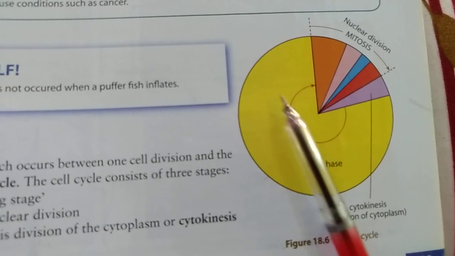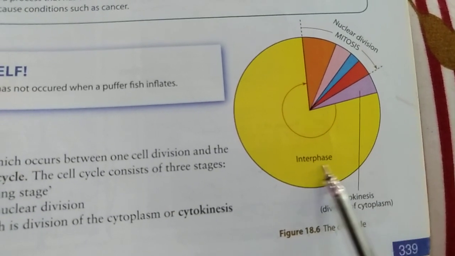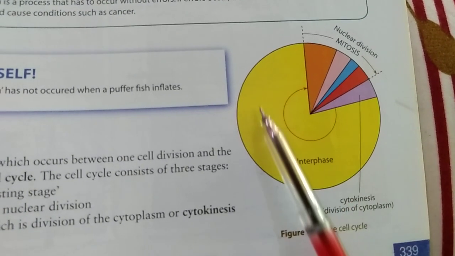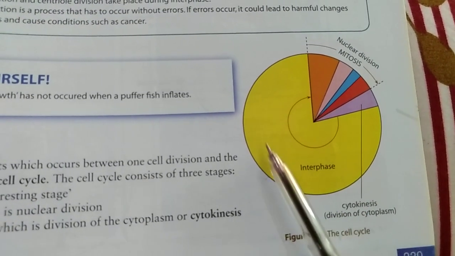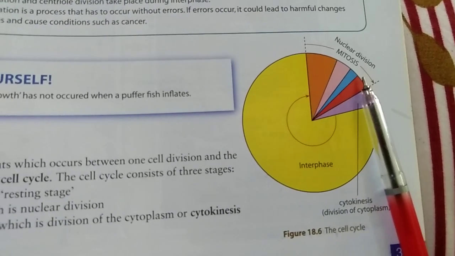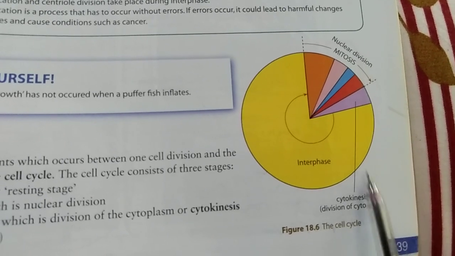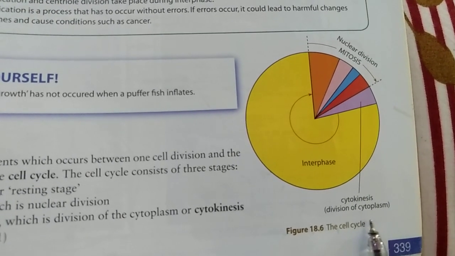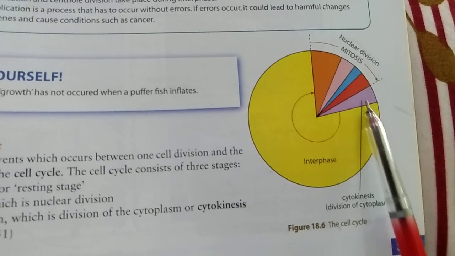Most of the time is taken in interphase, and interphase is a resting phase. In this stage, the cell is prepared for division. Mitosis takes much less time, and cytokinesis, the division of the cytoplasm, takes a very small time.